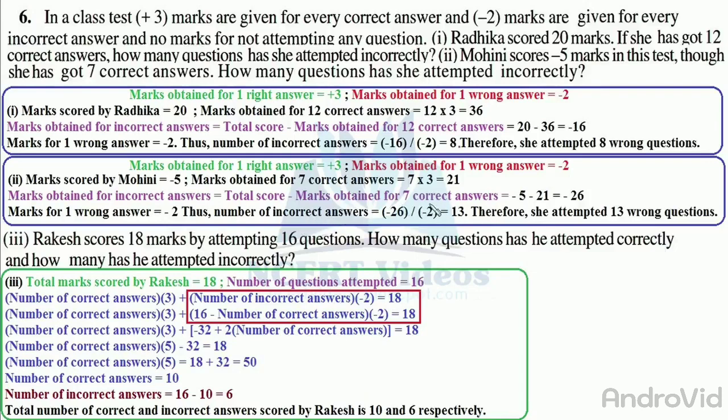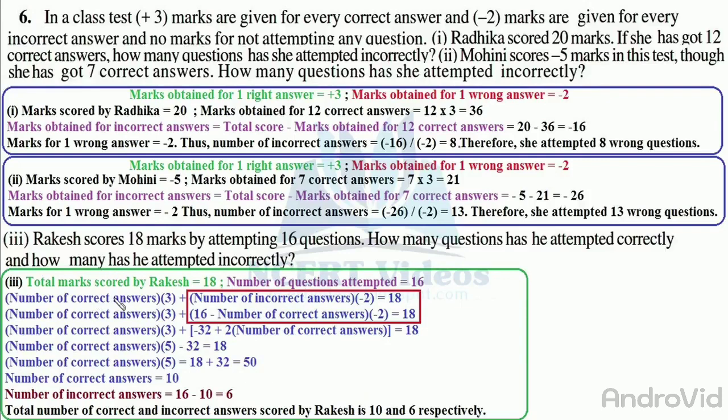Now third, Rakesh scores 18 marks by attempting 16 questions. So total marks scored by Rakesh are 18 when he attempts 16 questions. So we wrote that down. Now how many questions has he attempted correctly and how many has he attempted incorrectly? So now in this case we have to find the questions again. So how can we do it? We don't know the number of correct answers.